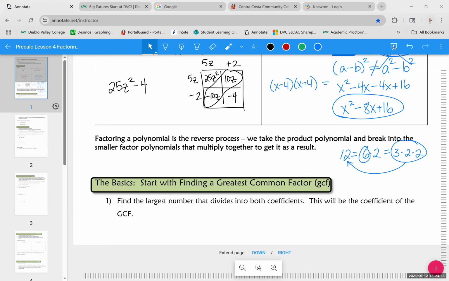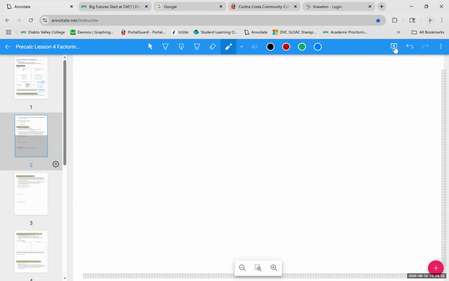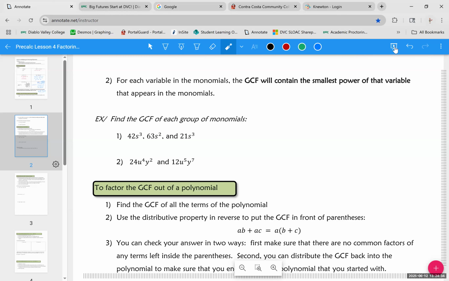In order to do this, we're going to start by looking at the coefficients, and we'll find the largest number that divides into both coefficients. When you did this in pre-algebra, you made factor trees, and it was all very involved. But hopefully at this point, as I go to the next page, you can look at these particular numbers and find the largest number that divides into all of them.